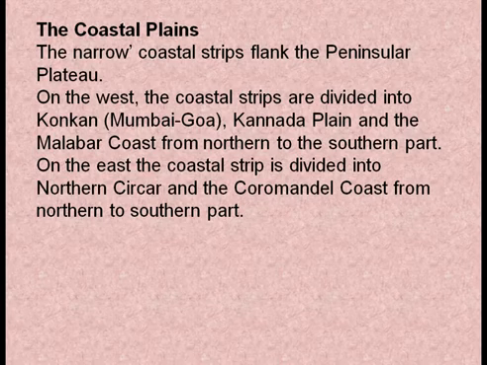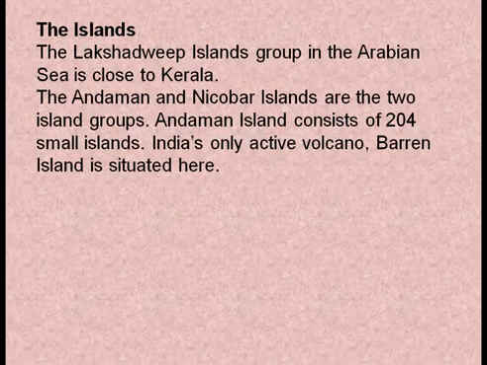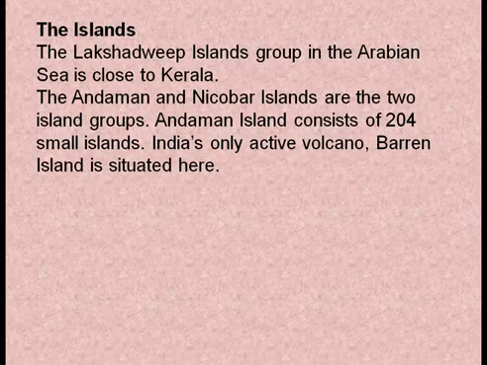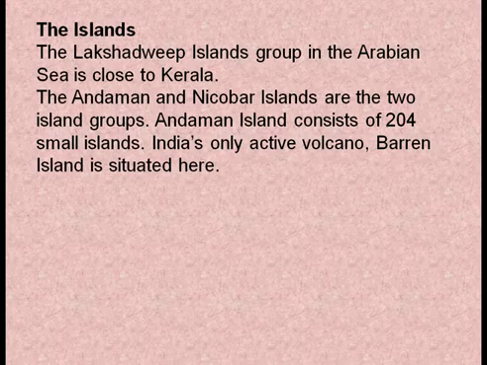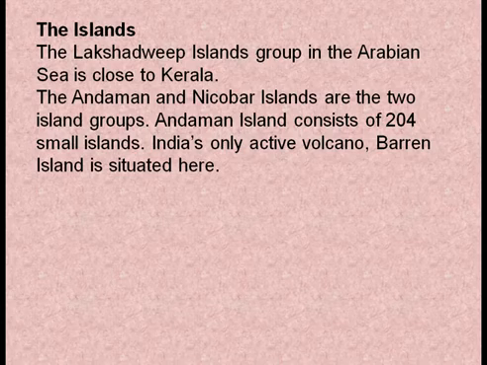We are going to see the next point, the islands. We already know that India has two island groups, the Lakshadweep Islands and the Andaman and Nicobar Islands. The Lakshadweep Islands group in the Arabian Sea is close to Kerala. The Andaman and Nicobar Islands are the two islands. Andaman consists of 204 small islands. India's only active volcano, Barren Island, is situated here.